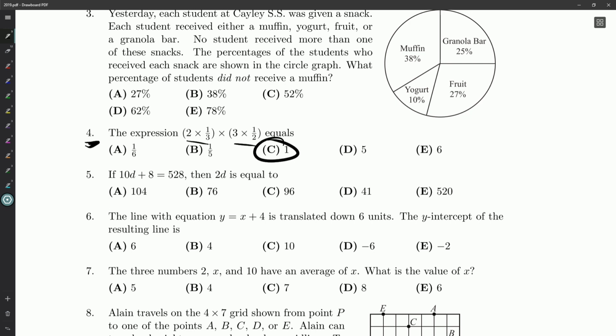And the faster we get done questions like question number 4, the more time we have for harder questions like question 14 or question 21 or something like that.